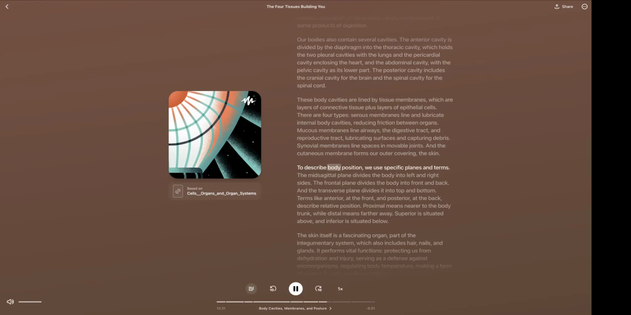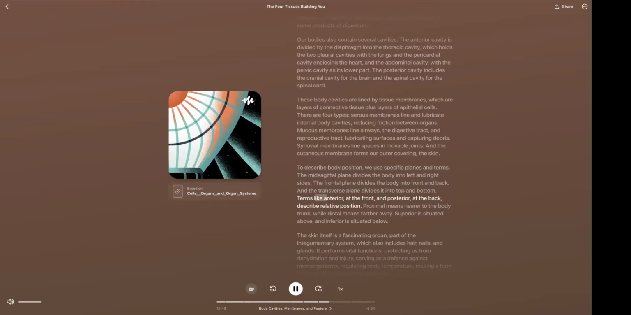To describe body position, we use specific planes and terms. The mid-sagittal plane divides the body into left and right sides. The frontal plane divides the body into front and back, and the transverse plane divides it into top and bottom.